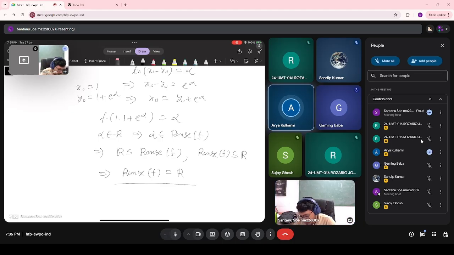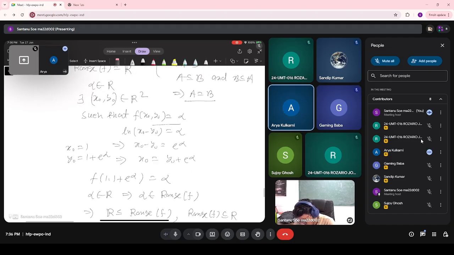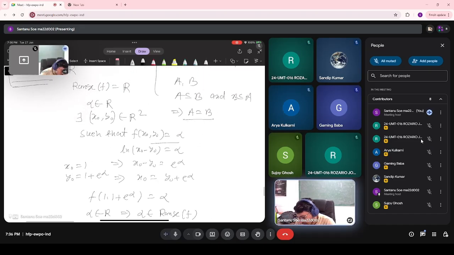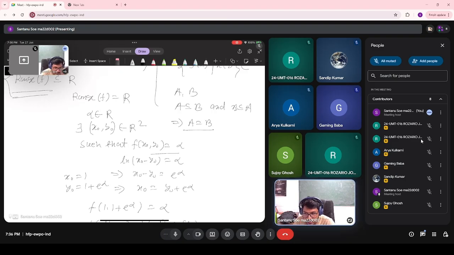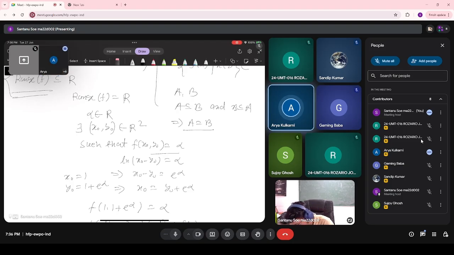Sir, can you explain one more time from ln of x naught minus y naught equal to alpha? How did you write that from there? Yes. So basically, to show that every number in the real number system has a pre-image for this function, we have to show that there exists a point x0 comma y0 such that f of x0 comma y0 is alpha, right? That's what we have to show, correct? Up to this point, is it clear or not? Up to that point it is clear, but how do you rewrite ln of x naught minus y naught equal to alpha?